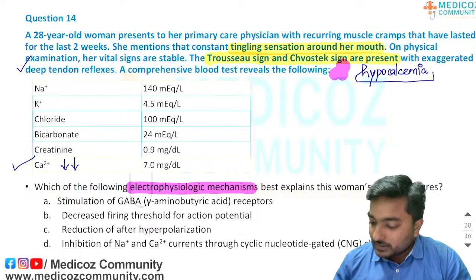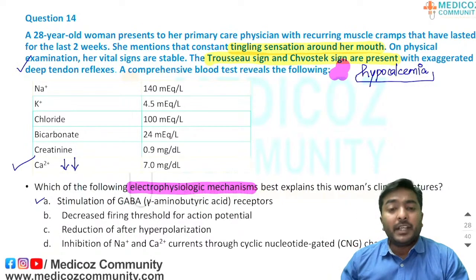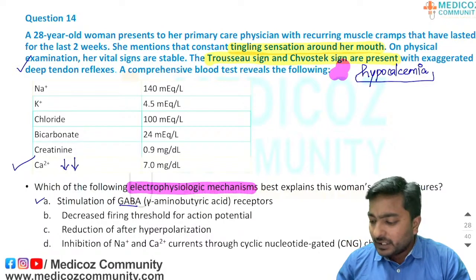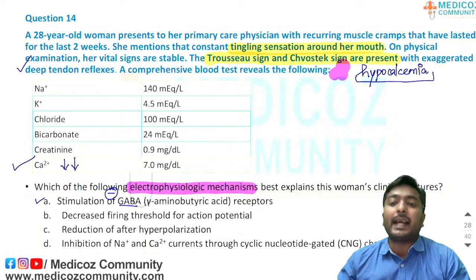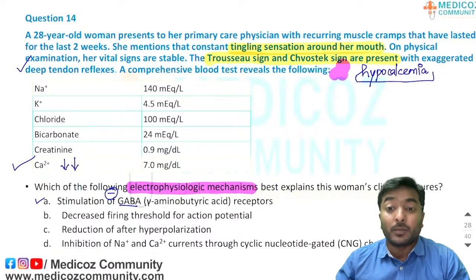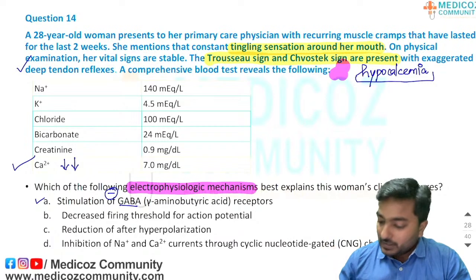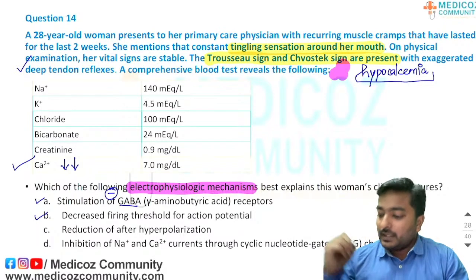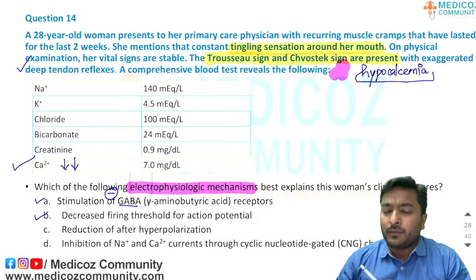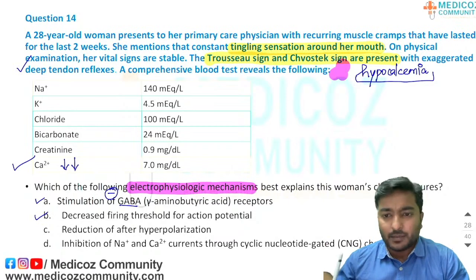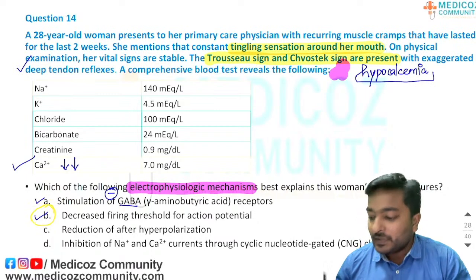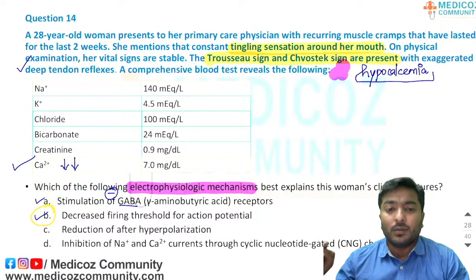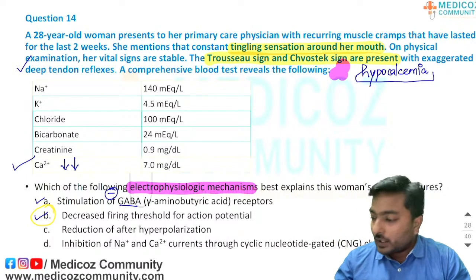See option A, stimulation of GABA receptors. You know that GABA is an inhibitory receptor, right? So there is no chance of excitatory actions being produced whenever stimulation of GABA takes place. Now think of the second option, decreased firing threshold for an action potential. Is it possible? Yes. This is the answer for this MCQ. Decreased firing threshold for the action potentials. How?